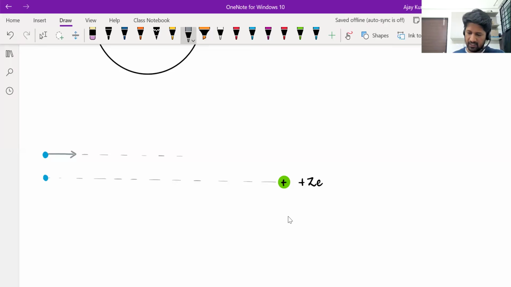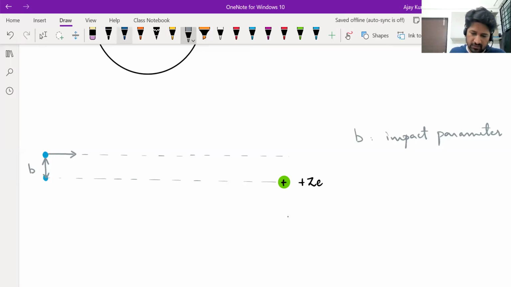now this other alpha particle, the line of action of its velocity, as you can see, misses the nucleus by a certain distance. This distance is called the impact parameter. The distance between the line of action of velocity of an alpha particle and the nucleus of the gold foil, that is called the impact parameter.